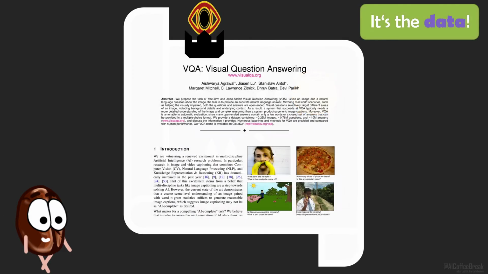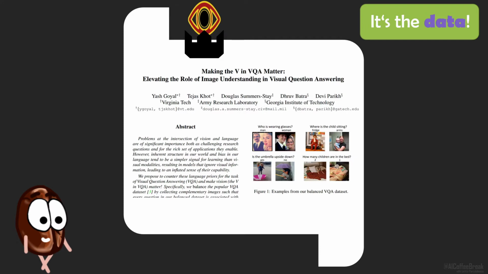The VQA dataset was released in 2015, and a lot of work was invested by researchers to get on top of the challenge leaderboard. Then, in 2017, a version 2 of the VQA dataset had to be released, since obvious biases in the data were detected. These biases were making the undesired happen. The model could focus only on the text, ignoring the image. It's in the title, making the V in VQA matter.